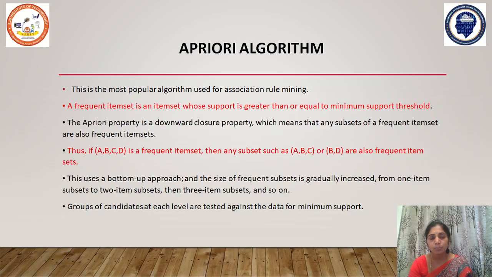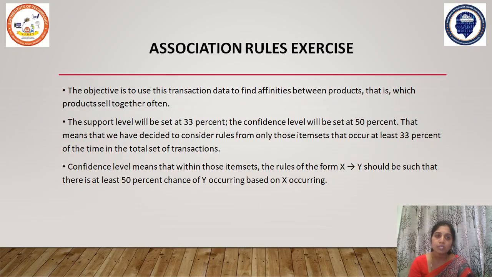Now, the association rule exercise. The objective is to use this transaction data to find the affinities between the products, that is, which products sell together often. The support level will be set at 33% and the confidence level at 50%. This means that you will consider rules only from those item sets that occur at least 33% of the time in the total set of transactions. Confidence level means that within those item sets, the rules of the form X implies Y should be such that there is at least a 50% chance of Y occurring based on X occurring.